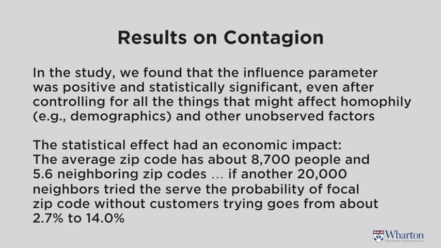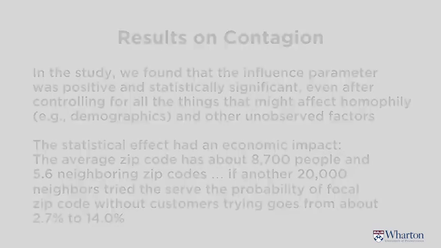What we did is we simulated what would happen to a zip code that currently had no customers at netgrocer.com. Well, that zip code has about a 3% chance, a little under a 3% chance, of some customers showing up in the future. However, if in its neighboring 6 or 7 zip codes, an additional 20,000 people try, then the pressure to try in that zip code where there's currently no customers goes up to about 14%. And this is economically very, very important for the firm.